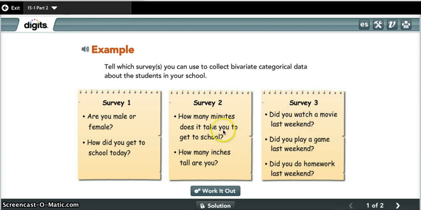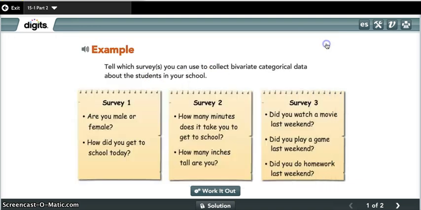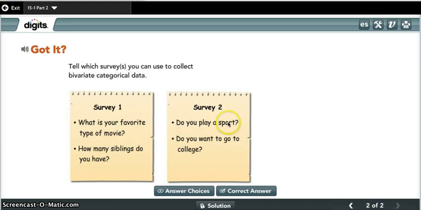And then how many minutes does it take you to get to school? Doesn't give us a group of people. So the first one, really, survey one, is the correct answer. It's going to first tell us which group of people we're looking at, and then how did they get to school, the second group of people.